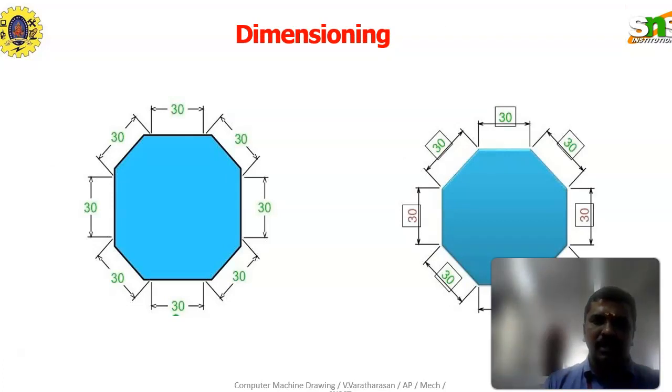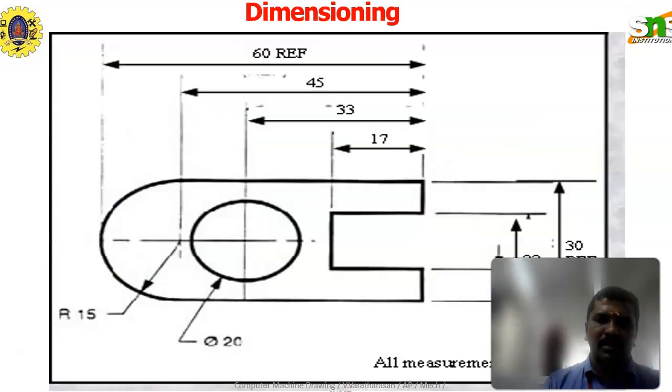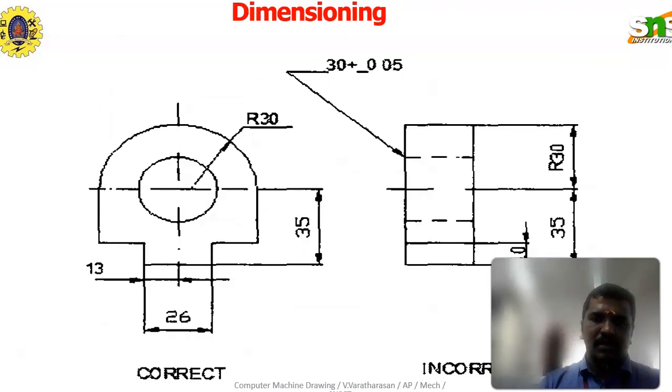The next slide is the dimensioning line. So how a dimension can be represented by the arrow mark representation. See here also the dimension representation. All measurements will be in millimeters. So based upon the figure, what is the correct dimension and the incorrect dimension, based upon the view and the representation.